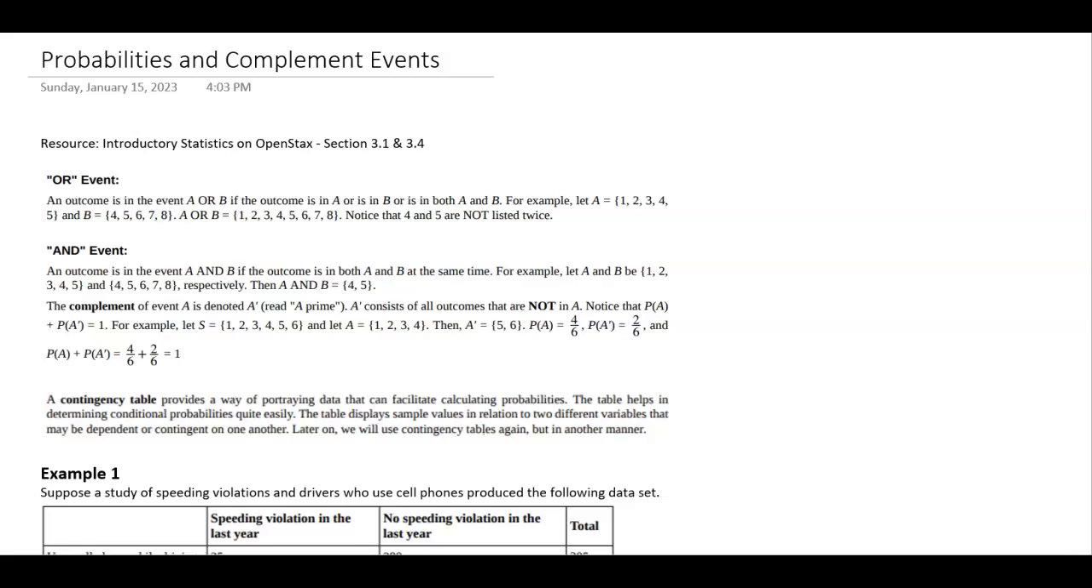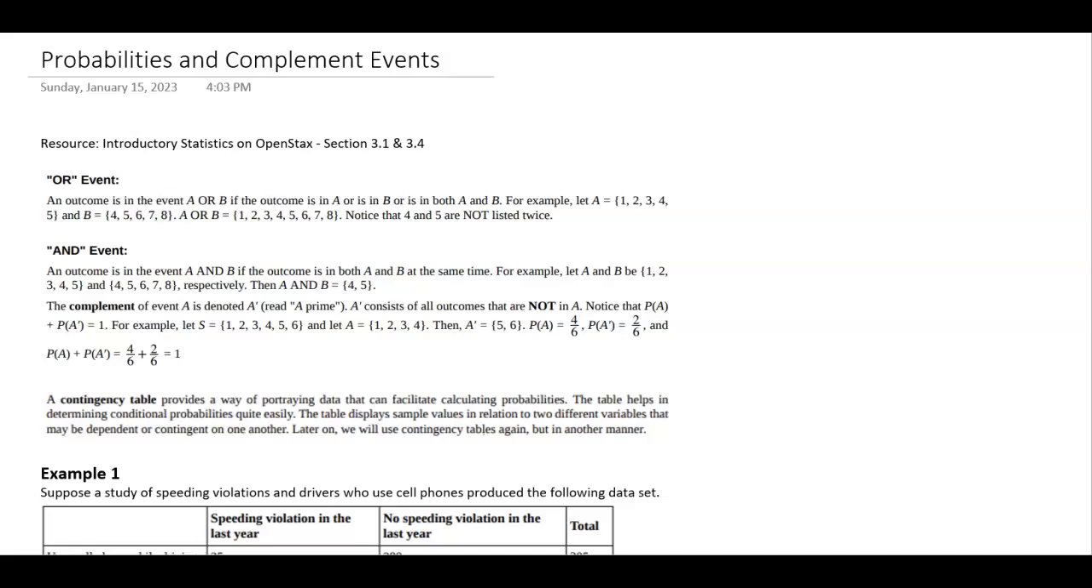All right, this video is going to talk more about probabilities and also do a little bit more with contingency tables and also chat a little bit about complements and what that means. So an OR event is that A or B could happen.